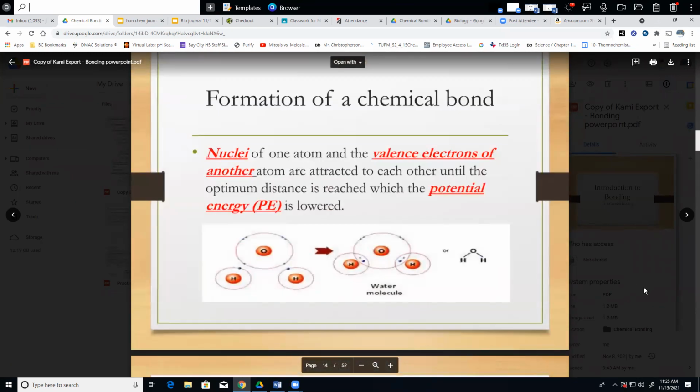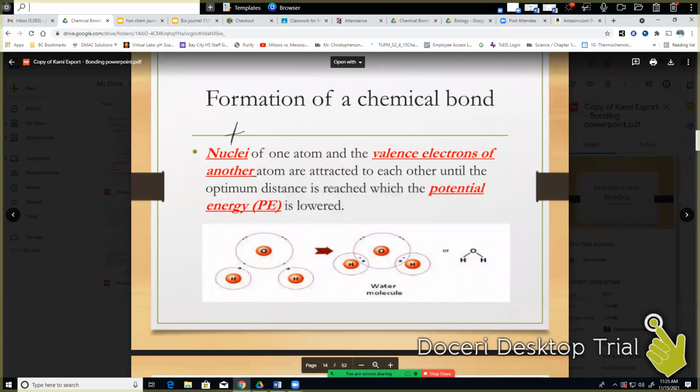So we talked about this before. Whenever a chemical bond is formed, the nucleus of one atom, because the nucleus would be positive because of the protons, and the valence electrons, which would be negative, of another atom, because opposites attract. So they're attracted to each other until the optimum or perfect distance is reached, where the potential energy is lowered and they become more stable. Remember, that's why elements form compounds instead of staying as elements. They get to be at a lower energy and become more stable.